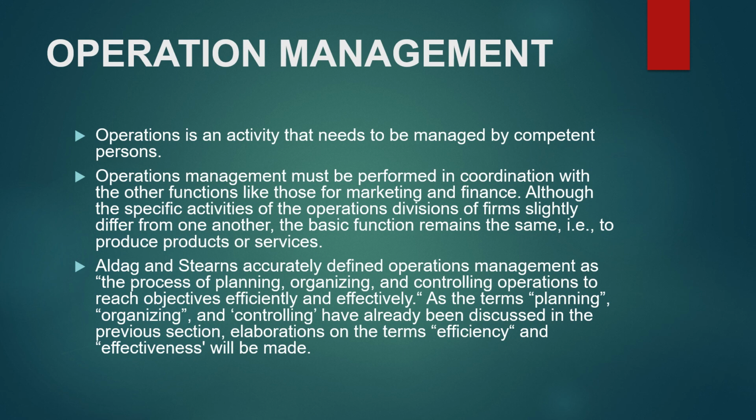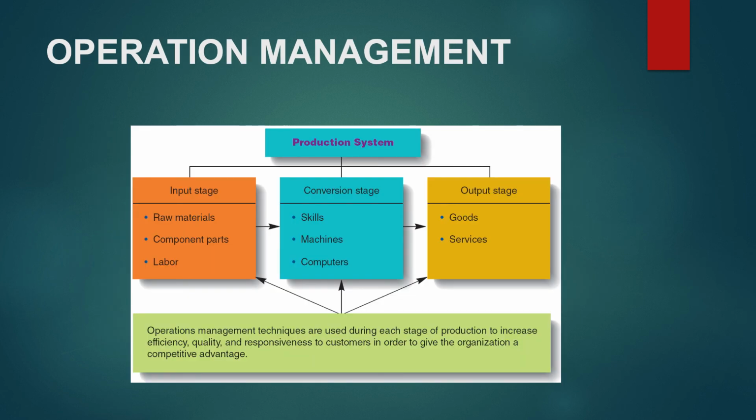Operations management entails studying the use of raw materials and ensuring minimal waste occurs. Operations managers utilize numerous formulas, such as the economic order quantity formula, to determine when and how large of an inventory order to process and how much inventory to hold on hand. Operations management techniques are used during each stage of production to increase efficiency, quality, and responsiveness to customers in order to give the organization a competitive advantage.